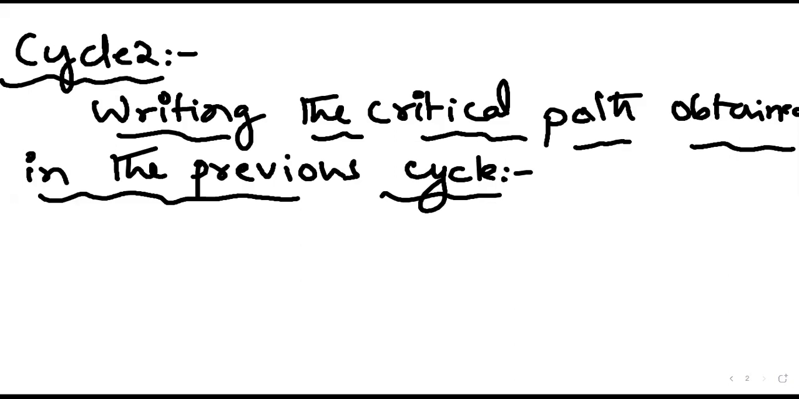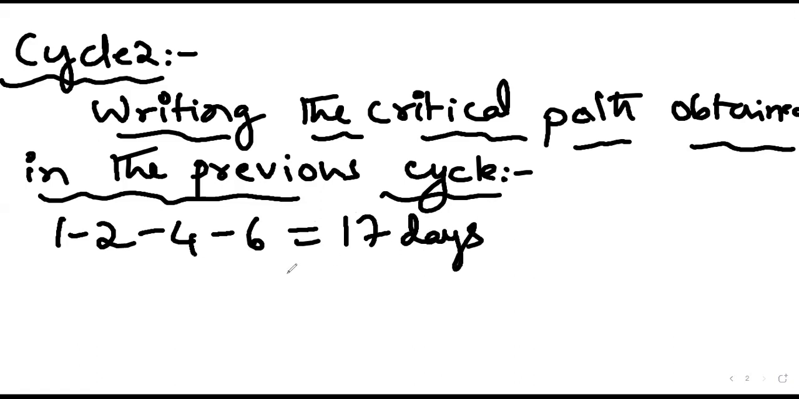So which are the list of critical paths that we have obtained in our previous cycle? One to two, 4 to 6, 2 to 4, 4 to 6. 2 to 4 and 4 to 6. Okay. So the duration is 17 days, correct.